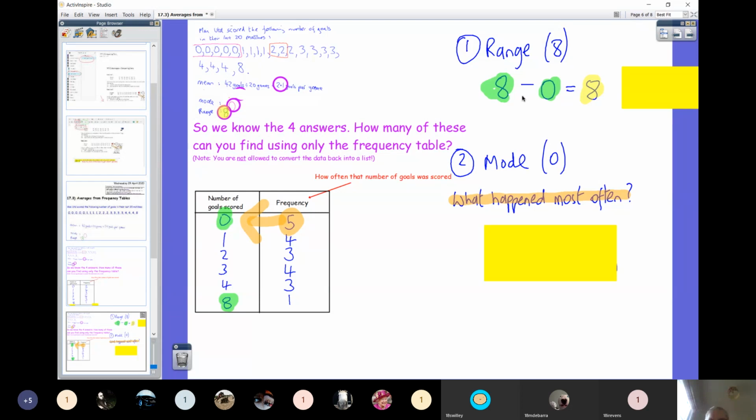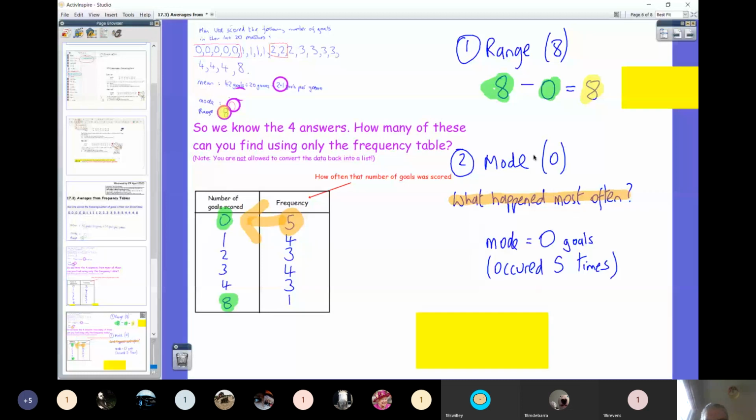Now, the second one is working out the mode. What happened most often? What happened most frequently? So you look in the frequency column. Remember, this is how often they happened, and you pick the biggest number there, because that tells you something happened the most times. Something happened 5 times. What happened 5 times? They scored 0 goals. So if you were just presented with a frequency table, to work out that the mode was 0, you just look for the biggest frequency and then read across to how many goals was related to that. So they're the easy two.